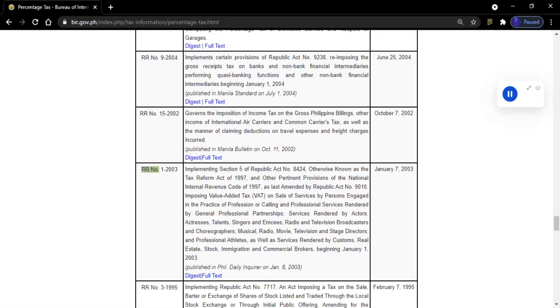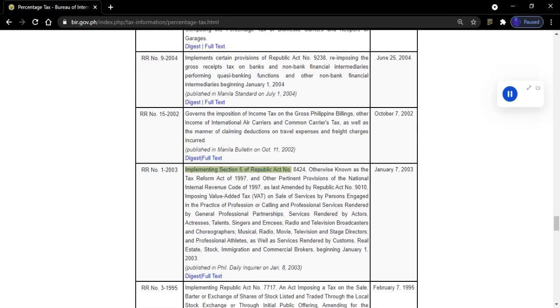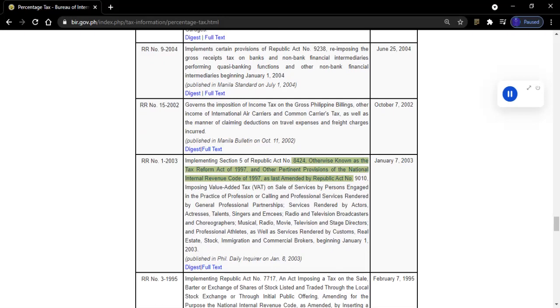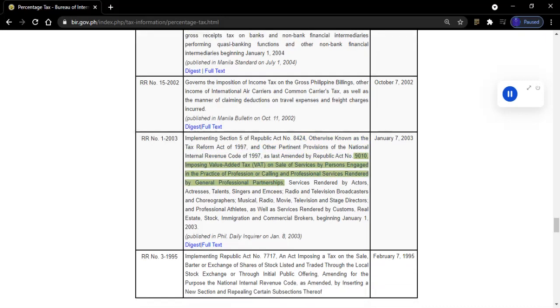RR no. 1-2003. Implementing Section 5 of Republic Act No. 8424, otherwise known as the Tax Reform Act of 1997, and other pertinent provisions of the National Internal Revenue Code of 1997, as last amended by Republic Act No. 9010, imposing value-added tax (VAT) on sale of services by persons engaged in the practice of profession or calling and professional services rendered by general professional partnerships.